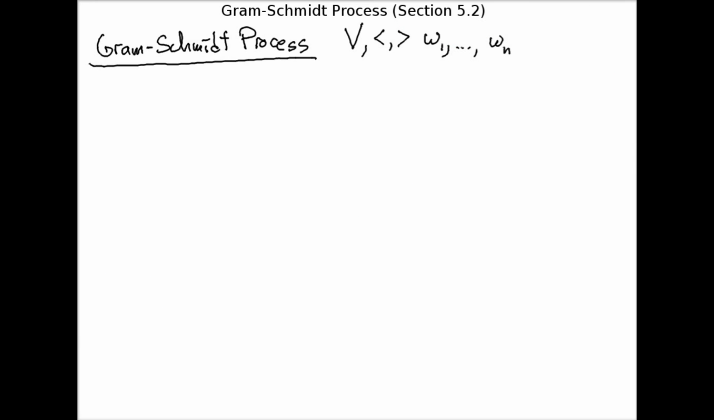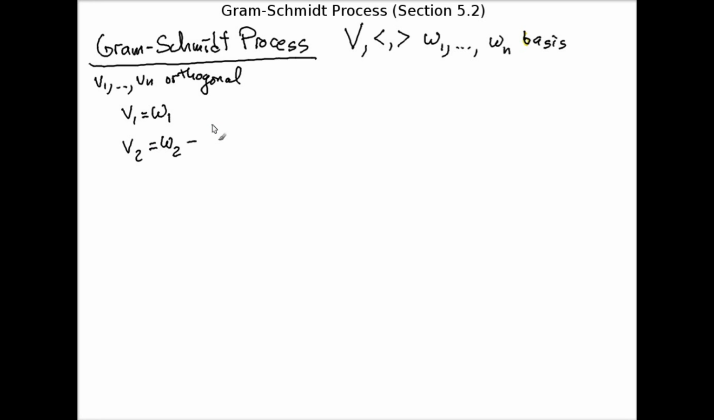Okay, so let's state the general Gram-Schmidt process. So we're given a vector space V, an inner product, and an arbitrary basis. And we're going to construct an orthogonal basis, V1 through Vn, orthogonal. And the way we do that is we take V1 to be W1, and we take V2 to be the formula from the previous slide.